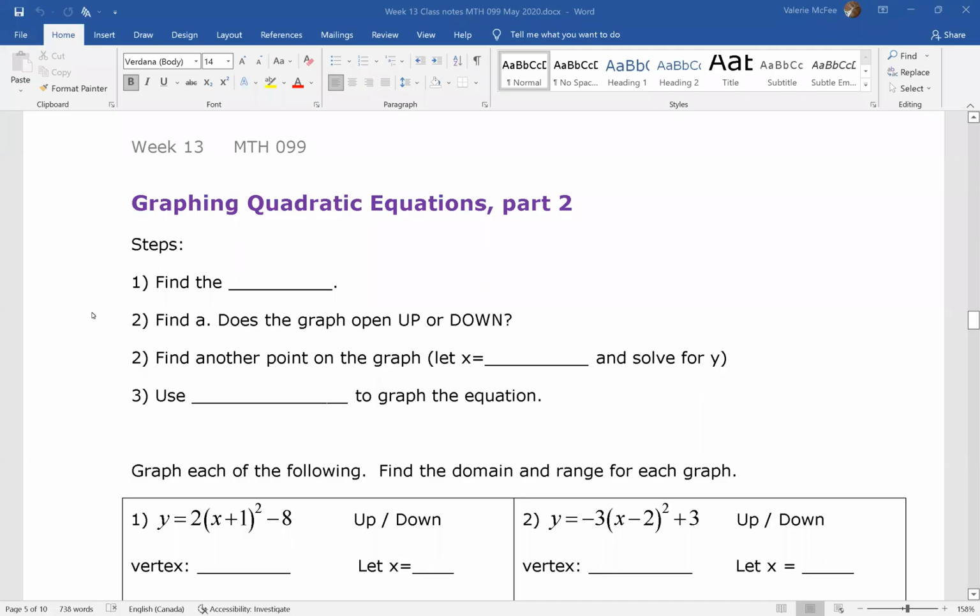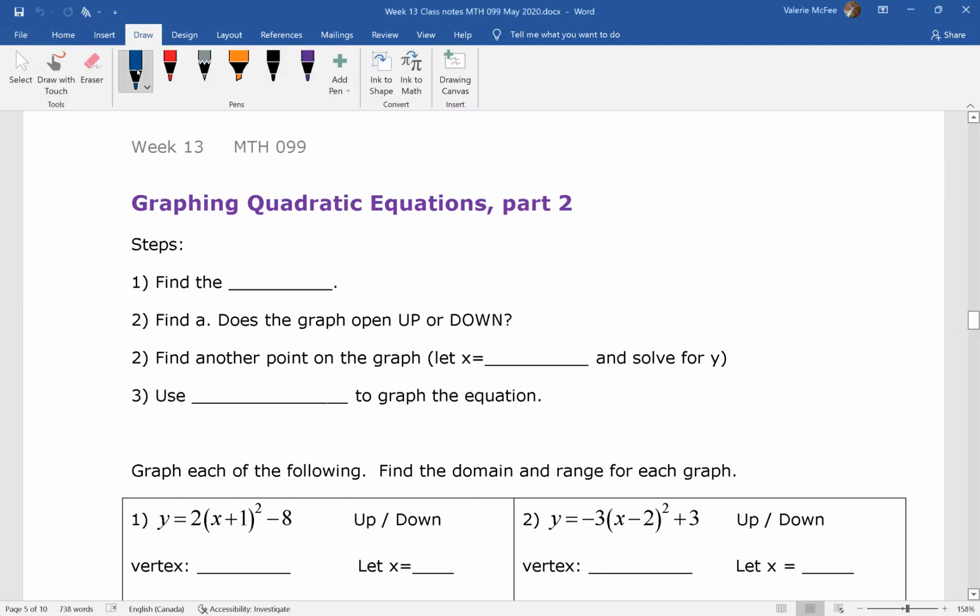So we want to look at graphing quadratic equations in a little bit more detail using that vertex form. Remember what that looks like: x minus h all squared plus k. So the first thing we want to do is find the vertex. If we have a minus sign and a plus sign here, we know that the vertex is just (h, k).